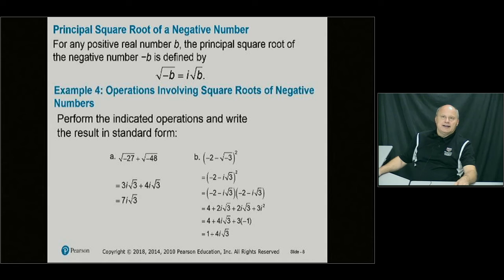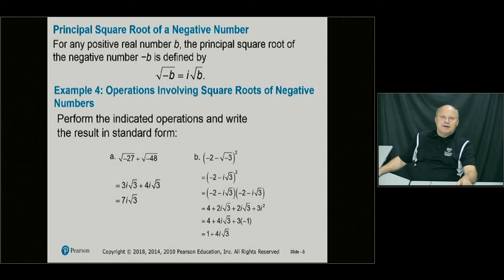Then you start looking at the i squareds. The 3i squared is going to be 3 times negative 1. So I'm at the second to last step. 3 times i squared would be 3 times negative 1. And then we have 2i root 3 plus 2i root 3, which is going to be 4i root 3, because it's 2 apples plus 2 apples, and the apple being i root 3.